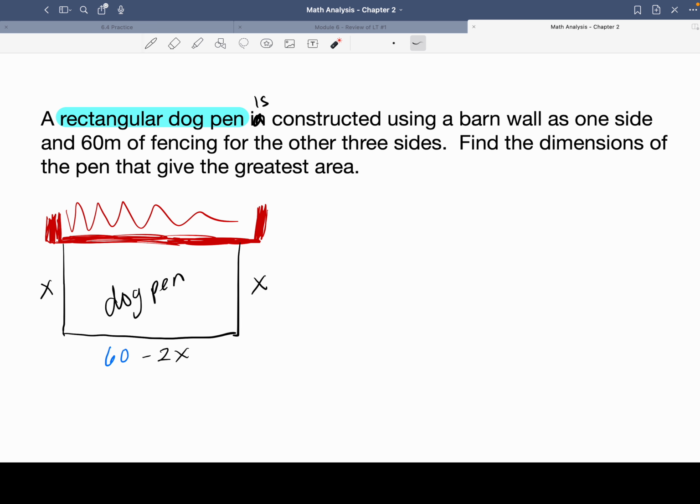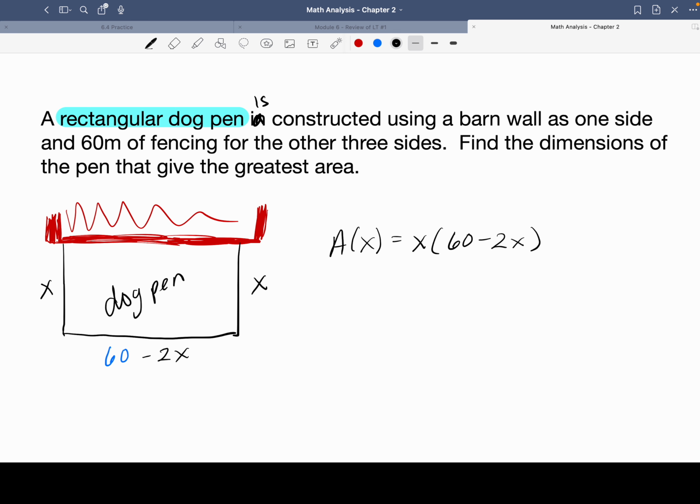So think about how you take an area of a rectangle. Base times height, or length times width, however you want to say. So we're going to say that our area, with respect to our x value, is length times width. So we're going to say x times 60 minus 2x. And so this looks like it's just factored form because it is, but now let's get it into quadratic form and standard form as best as possible.